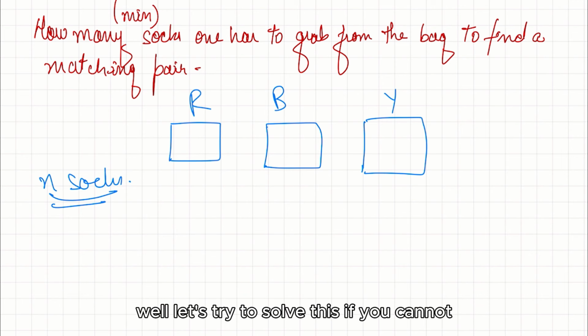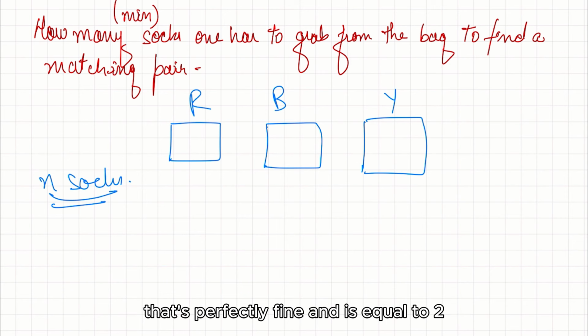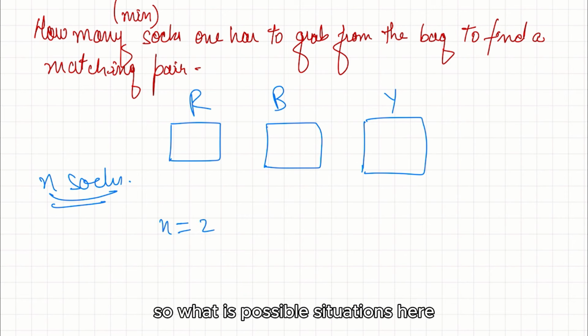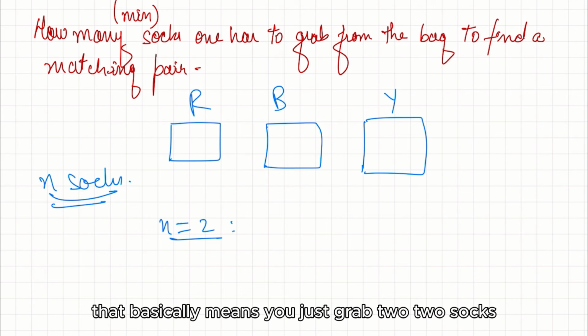Well, let's try to solve this. If you could not, that's perfectly fine. N is equal to 2, that's the minimum amount of socks you need for a pair. So what are the possible situations here? That basically means you just grab two socks.